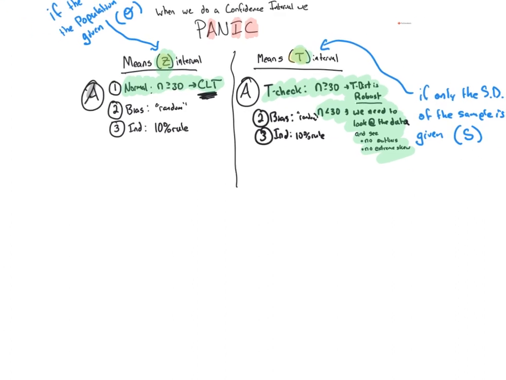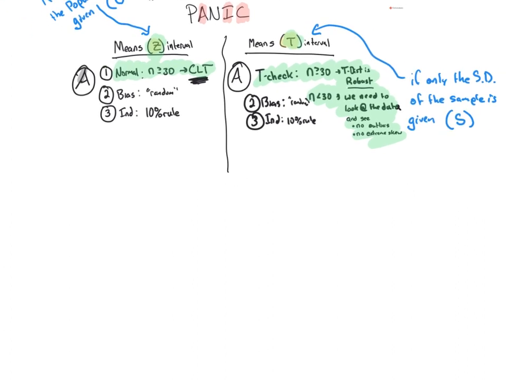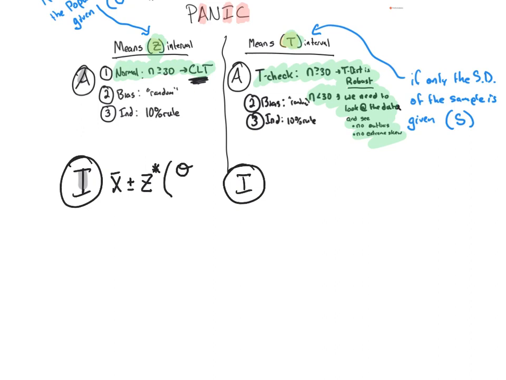Okay, so that's the A part of PANIC. Let's talk about the I part of PANIC. That's the actual interval calculation. Let me show you what these interval calculations look like, and they're super similar to each other. It's x bar plus or minus, and if we're doing a z interval, we find a z critical value times the standard deviation of the population divided by the square root of n. That's what that interval will look like.